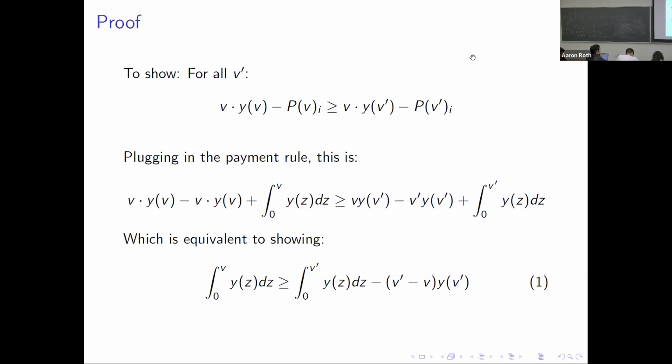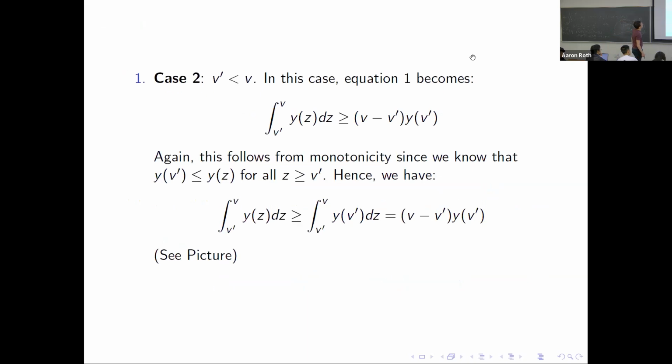Now there's this other case too, because if v is actually bigger than v prime, then this integral is going to be negative. And in order to think of it as an area, we're going to have to multiply by -1, which is going to flip some signs around. So let's just do that case as well.